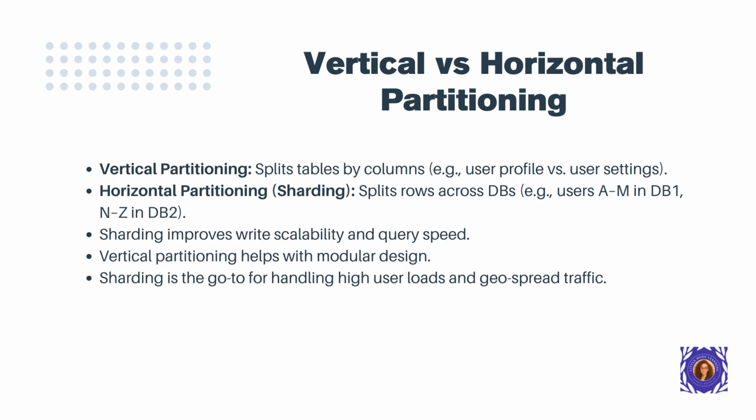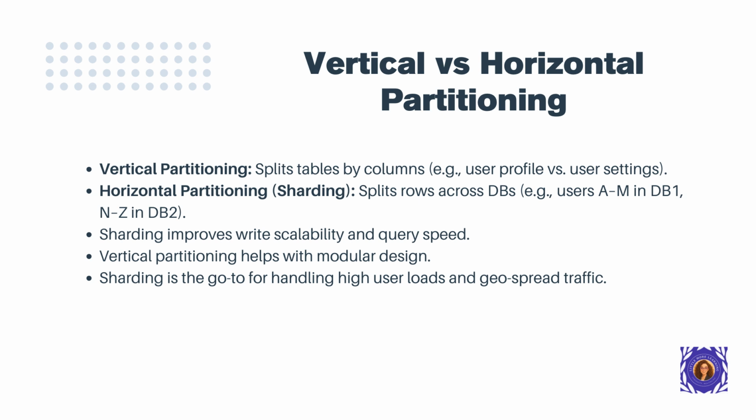Before we dive deeper into sharding, let's clarify an important distinction between vertical and horizontal partitioning. Vertical partitioning splits your database by columns. For example, you might store a user's profile information in one database and their settings in another. This approach is great for modular design and organizing related data together. Horizontal partitioning, which is what sharding is, splits your data by rows across multiple databases.